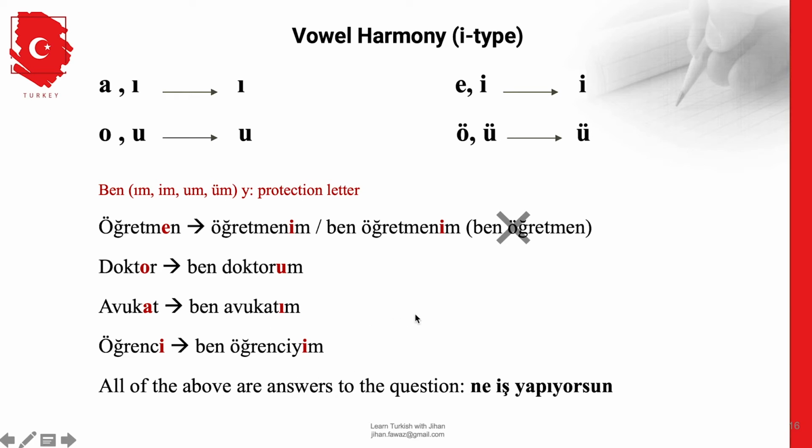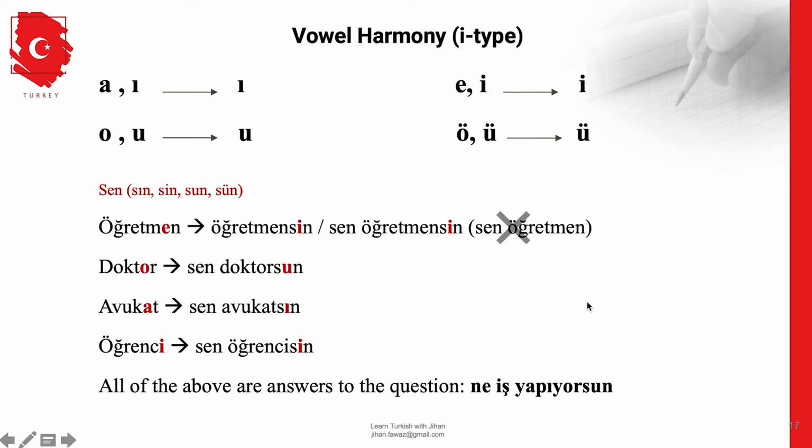This is the first pronoun, ben. We will go back to sen. Sen, we have the same rule, which is the i type. Now, if you remember, we said the suffixes of sen are sin, sın, sun, sün. Same idea. When do we use sun, sin, sın, or sün? We look at the last vowel in the word. It's e, so I go here. It says we have to use i. Öğretmensin. Sen öğretmensin, which means I can remove the pronoun sen and just keep öğretmensin.